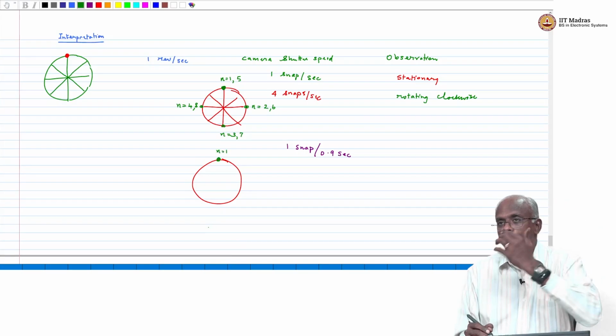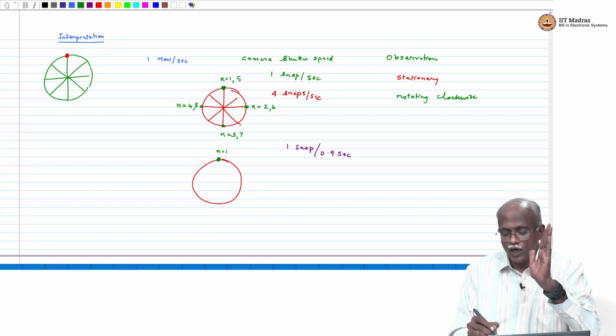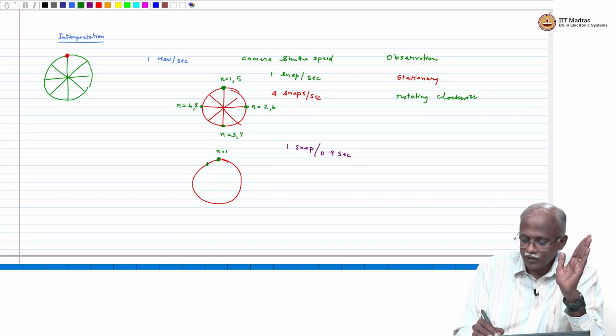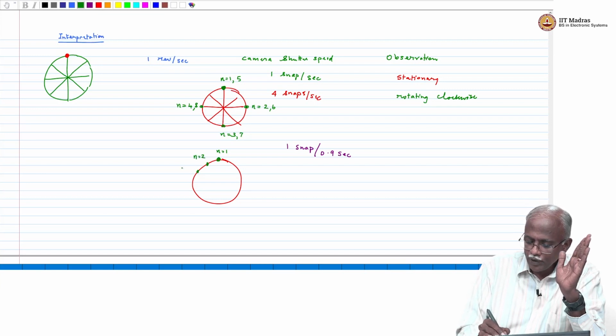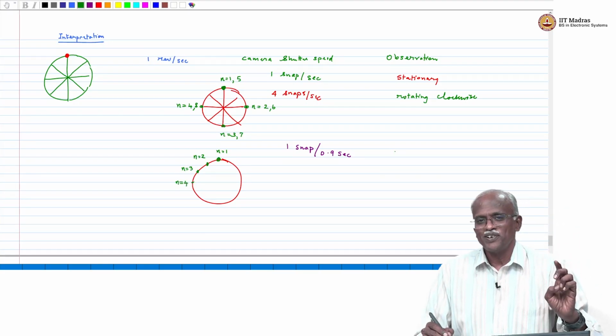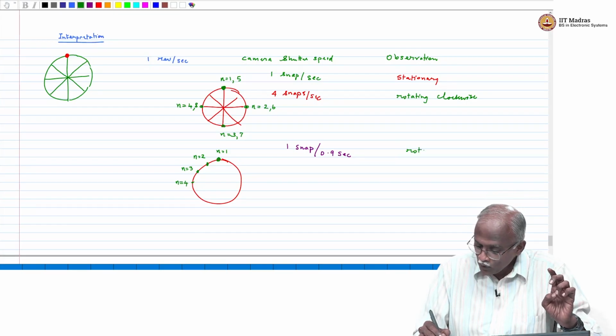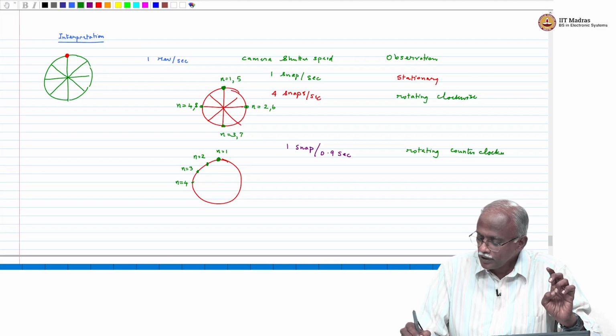Where will the dot be when you are going to take the second snapshot? It has not yet completed the circle, so it is somewhere close to the start. So this is n equal to 2, then n equal to 3 will be even further left, n equal to 4 it will be here. What will be your conclusion? You will say that the wheel is rotating, but it is rotating counterclockwise.